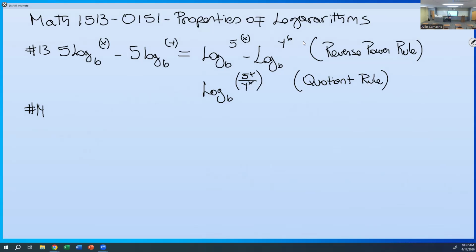Let's do example number 14. Example number 14, you have the log of, and there's no base, as I will assume every time that you don't have a base, you can put the base 10 as a default base. And then the exponent is the square root of a to the 4th power and b to the -5.